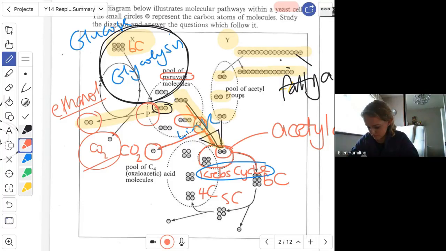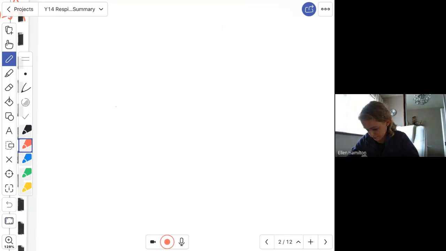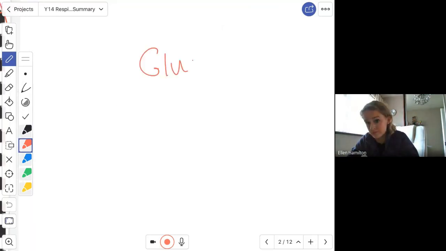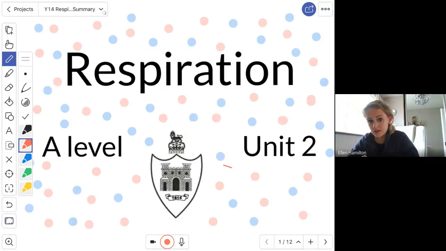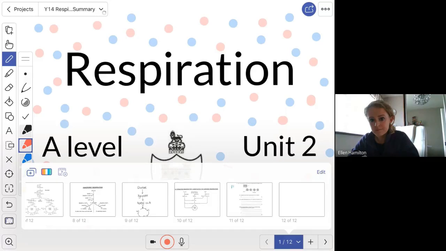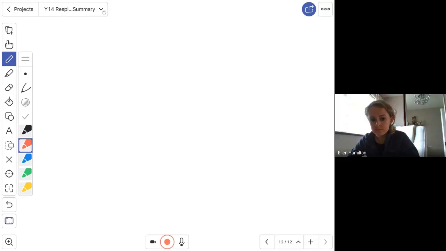Now, my diagram is really, really messy, so I'm just going to move it up there. I'll move it across, get a wee bit of space here. Think back, glucose, pyruvate. What on earth happened there? Sorry. I haven't a clue what happened. Never mind. Pyruvate.